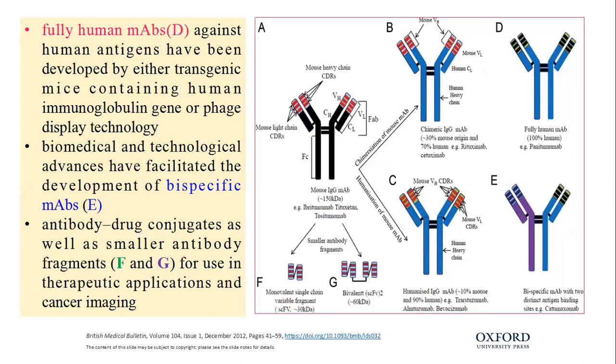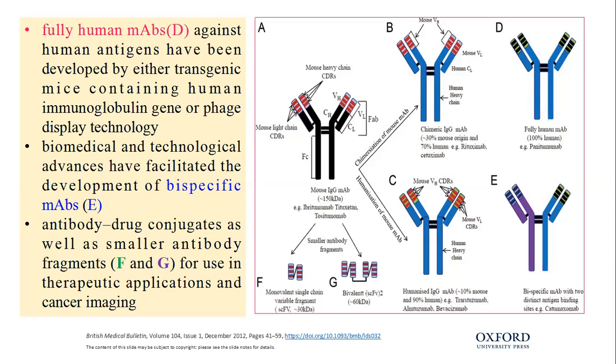Next, the fully humanized form, that is the D form. Fully humanized monoclonal antibodies against human antigens have been developed by using transgenic mice containing human immunoglobulin genes or via phage display technology. Biomedical and technological advances have facilitated the development of bispecific monoclonal antibodies, that is type E. Here you can see this is bispecific, with two distinct antigen binding sites, here and there.